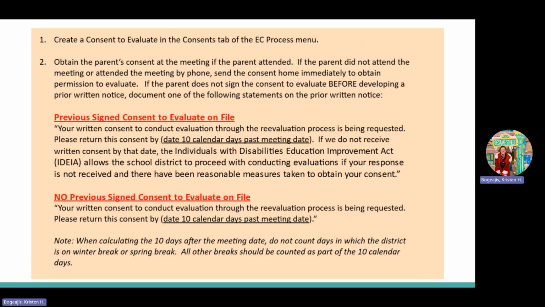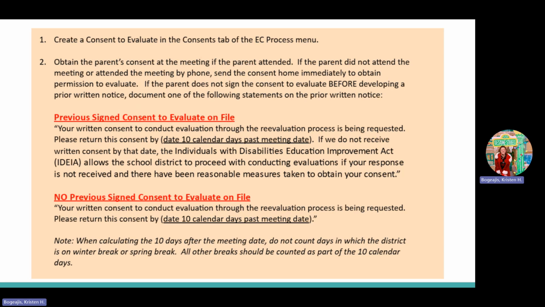obtain permission to evaluate. If the parent does not sign the consent before developing a prior written notice, document one of the following statements on the prior written notice. So let me say that one more time. If you get that consent signed before you finish that prior written notice, cool beans, you're good. If you have not, you want to say previous signed consent to evaluate on file.